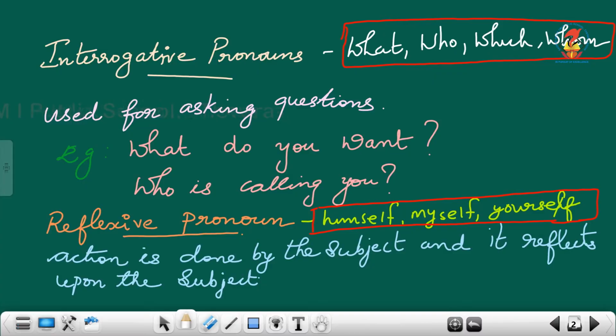What do you mean by interrogative? Means asking questions, is it? So interrogative pronouns are used for asking questions. See, what do you want? Who is calling you? These are the examples. Now see that side: what, who, which, whom are interrogative pronouns.